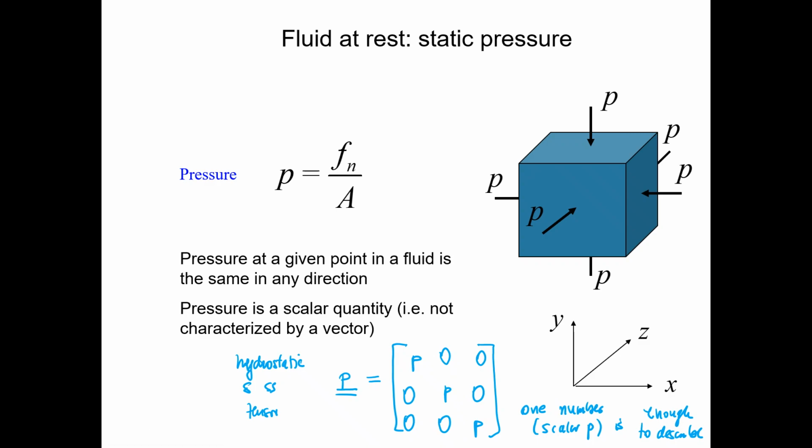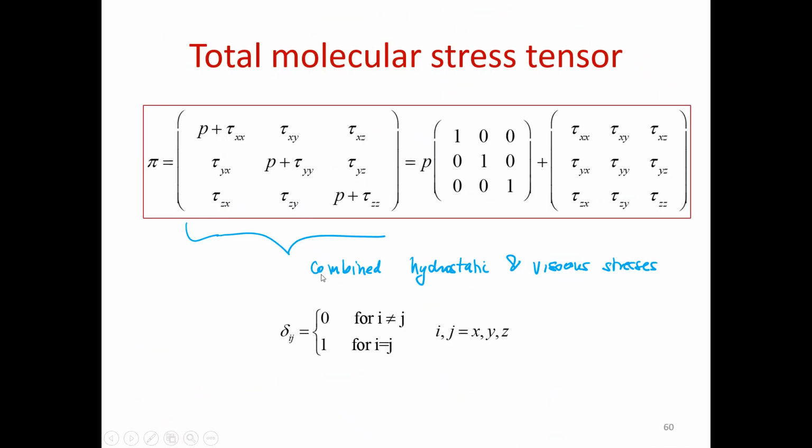So when I add the two, I will get what we call the total molecular stress tensor. P plus tau xx, tau xy, tau xz, tau yx, p plus tau yy, tau yz, tau zx, tau zy, p plus tau zz. Okay? And this is also the identity matrix, p times the identity matrix. So that's what I mean that for pressure, we just need one scalar to define it. And for shear stress, we need the full matrix.